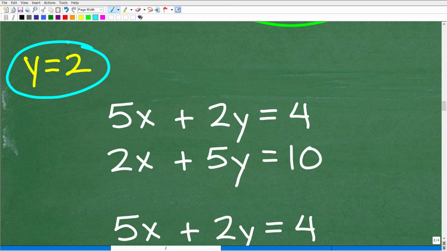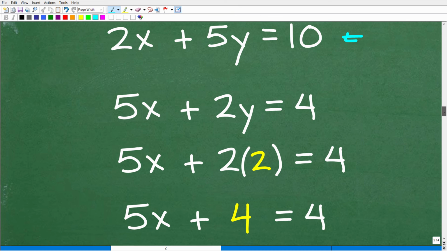So we know that y is equal to 2. And here's our original system. So just pick the first equation or second equation and substitute in 2 for y, right? We're going to replace this y with the 2 and then solve for x. So I'm going to go ahead and use the first equation. You could use the second equation, it doesn't make a difference.